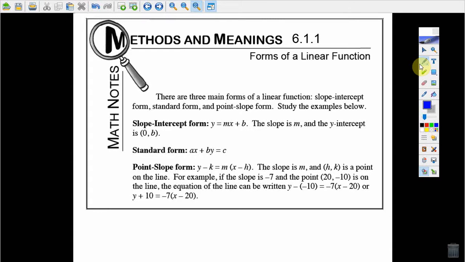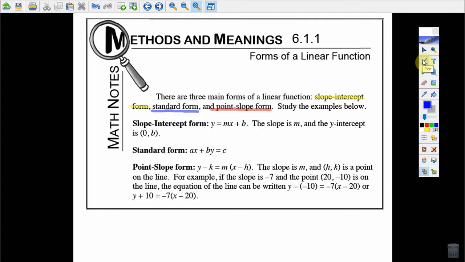This is 6.1.1, Forms of a Linear Function. We're going to go over three types of linear functions today and talk a little bit about how to transform equations from one to the other. So first off, there's three main forms of a linear function, and it's important for you to know all of them. The first one, and probably the most common that you're used to, is slope-intercept form. Then there is standard form. And lastly, point-slope form. All of them have their little subtle advantages and disadvantages. Let's take a look at them.